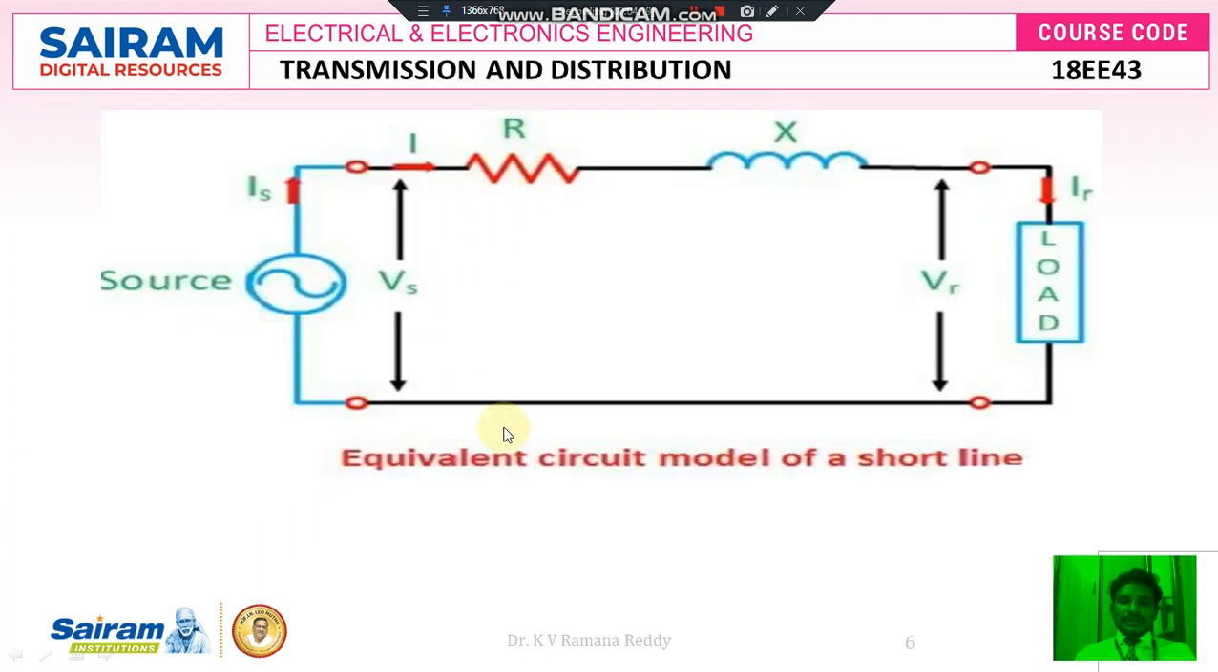For example, in this figure I am going to show the equivalent circuit model of a short transmission line. It consists of a sending end source voltage, and at the receiving end it consists of a load. The receiving end voltage is called VR and the sending end voltage is called VS. At the sending end we are transferring the current called the sending end current IS. This current flows through the resistance and reactance offered per unit length of the conductor due to the line resistance and line inductance, and there exist voltage drops.